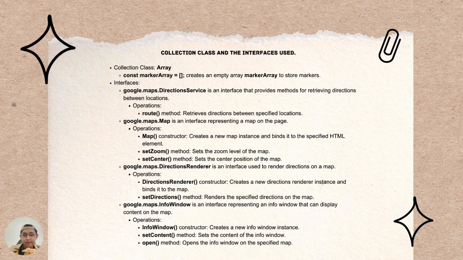The direction service interface provides the route method to retrieve directions between specified locations, and the map interface is used to create a map instance and control its properties like zoom level and center position. The directions renderer interface is responsible for rendering the obtained directions on the map. And lastly, the info window interface represents an info window that can display content on the map, such as step instructions.